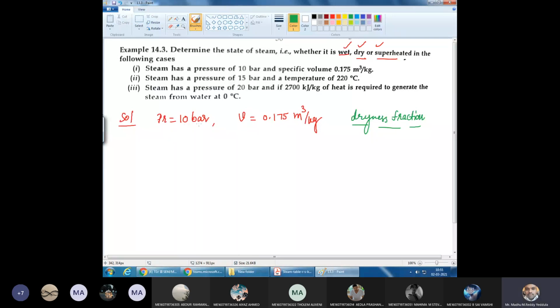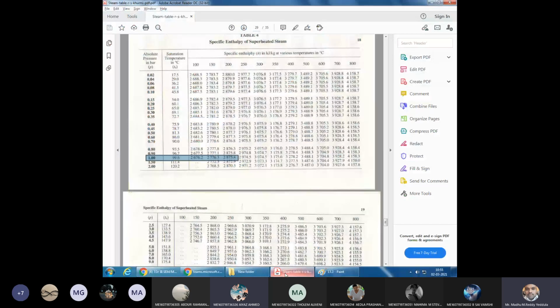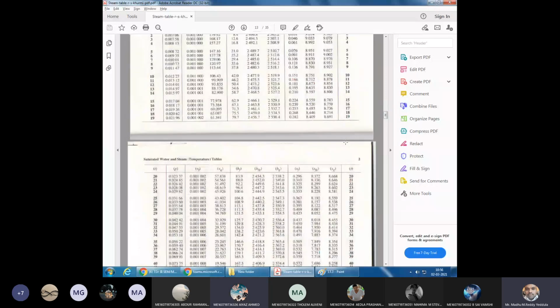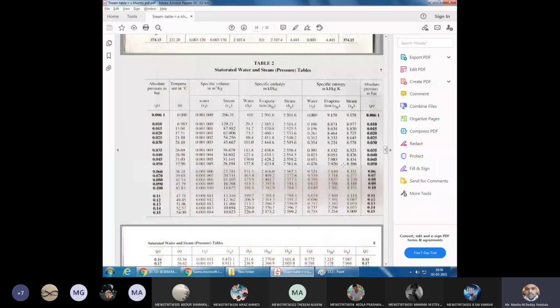Given that pressure and specific volume, which table do you need? The saturated water and steam table, based on the pressure. So what we will do is look at 10 bar pressure and find the specific volume. The first table is the saturated water and steam table based on pressure: Table 2, page number 7. Mute your mic, somebody unmuted. Right, this is the table we need to follow.